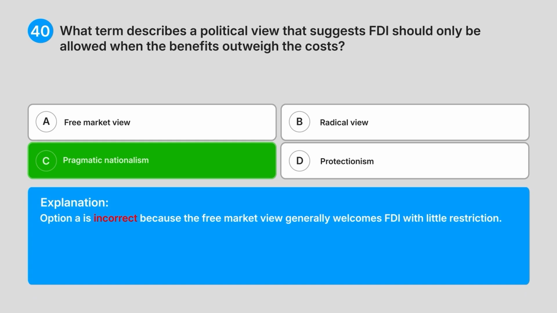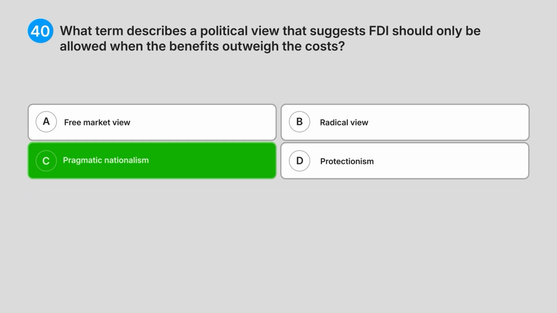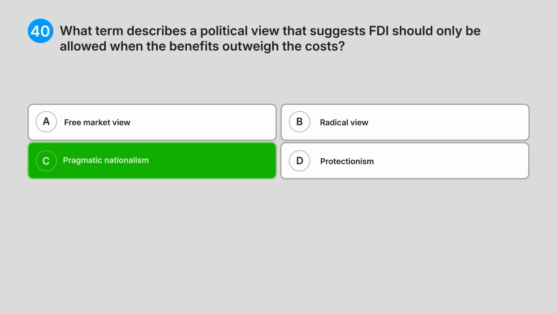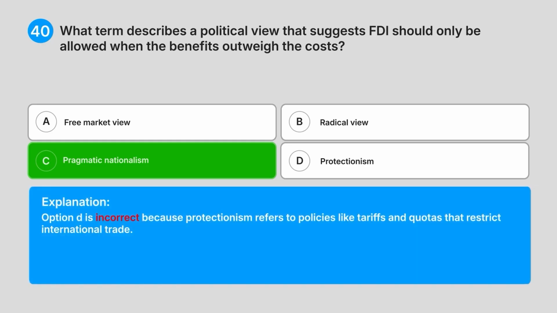Option A is incorrect because the free market view generally welcomes FDI with little restriction. Option B is incorrect because the radical view is often hostile to FDI, seeing it as a tool of exploitation. Option D is incorrect because protectionism refers to policies like tariffs and quotas that restrict international trade.